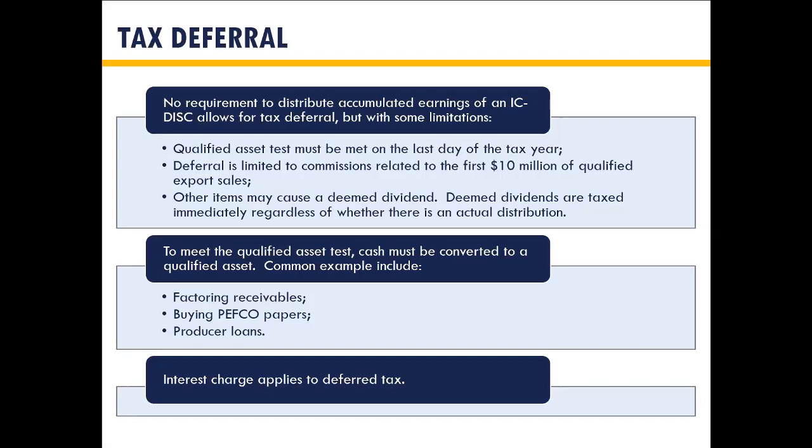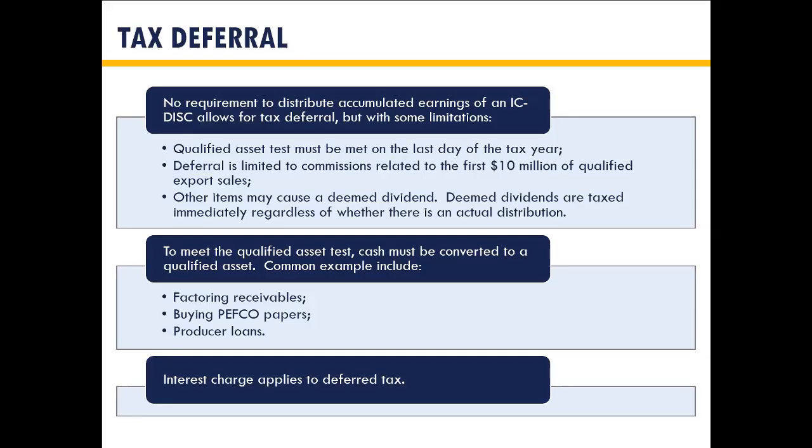And there's also some other items that can cause a deemed dividend. What a deemed dividend is, is that this deemed dividend amount is considered taxable to the shareholder in the current year, regardless of whether an actual distribution is made. So you need to consider the deemed dividend amounts in the tax planning with an IC-DISC, but you still get the benefit. It's still dividend income, taxed at a qualified capital gain tax rate. You just can't defer that.